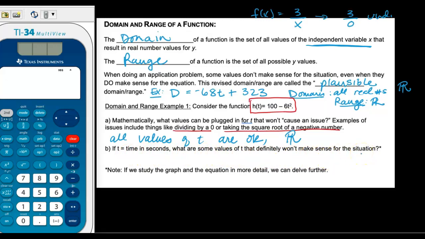And then if t equals time in seconds, what are some values of t that definitely won't make sense for the situation? Now we're thinking beyond the mathematical reasonability, and asking what makes sense in terms of time. Any positive value for time makes sense. Like if t equals 5, that means 5 seconds, so that makes sense. But if t equals -3, saying -3 seconds doesn't make sense. So we want positive values. Negative time values don't make sense.